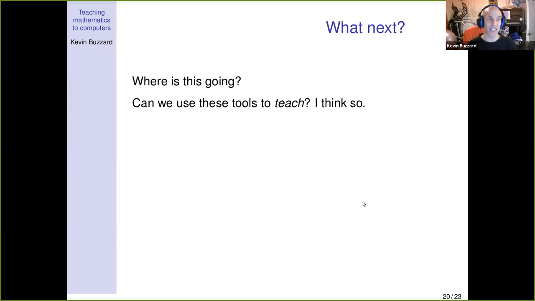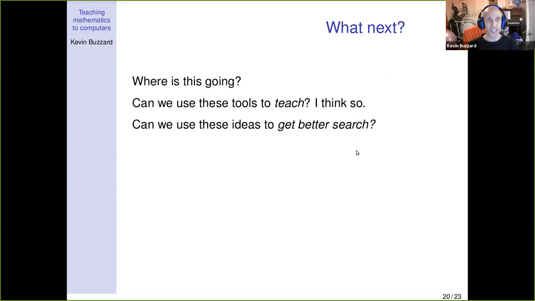Well, it would be nice to say it's going to start proving new theorems. Maybe will it prove the Birch-Swinnerton-Dyer conjecture? No, not yet. But we need to look at more realistic goals. So can we use these tools to teach? I think we can, right? People are experimenting all over the world. People are trying to use these tools for teaching.